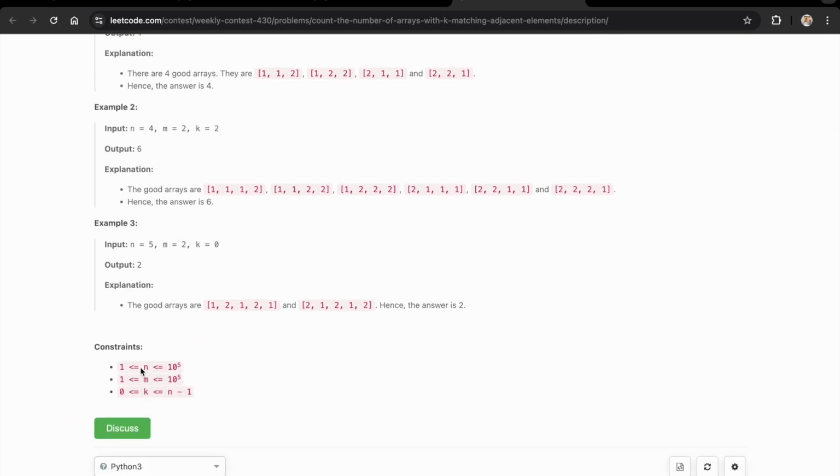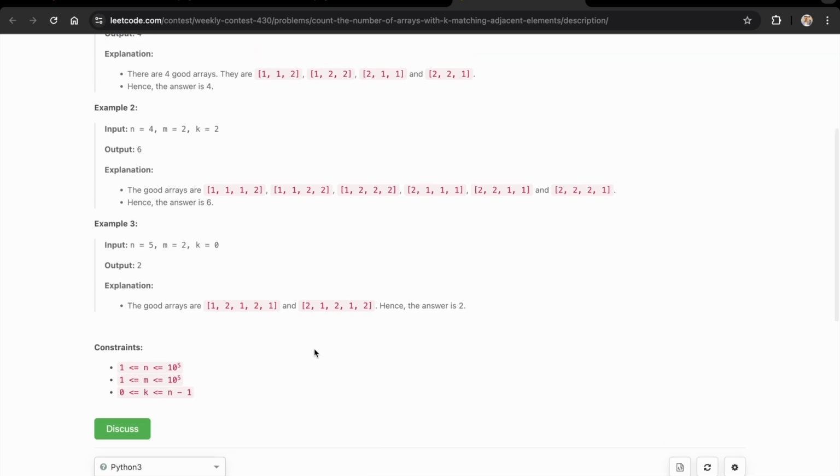So the constraints are n is 10 to the power 5 and m is also 10 to the power 5, and k is lesser than or equal to n minus 1. That makes the problem a bit harder. If the constraints were 10 to the power 3, then it can be easily solved using DP, because we can take n into k as the DP state and solve it easily. But now n and k are 10 to the power 5, so we have to solve it in big O of n.